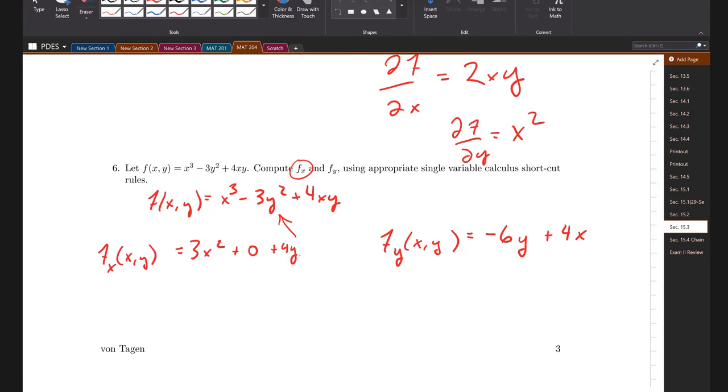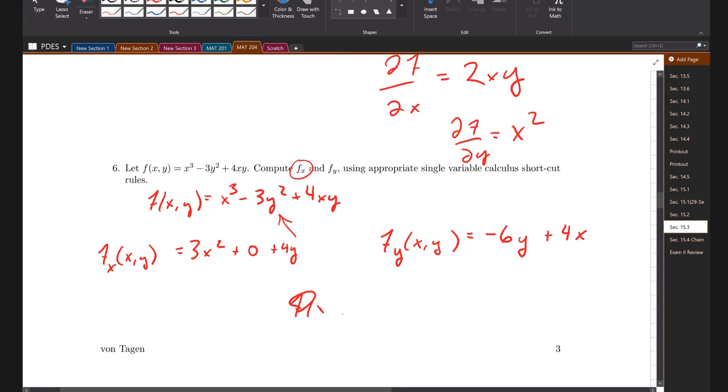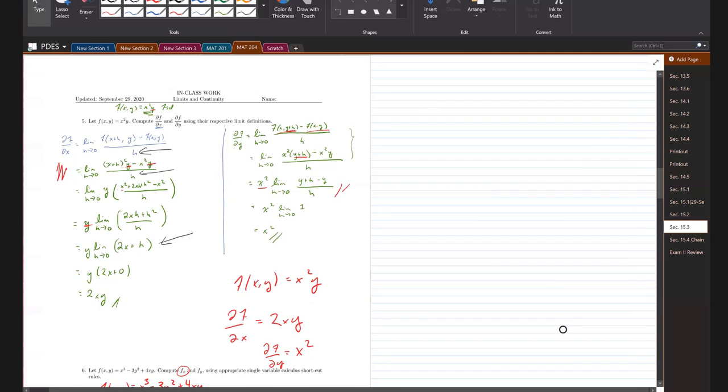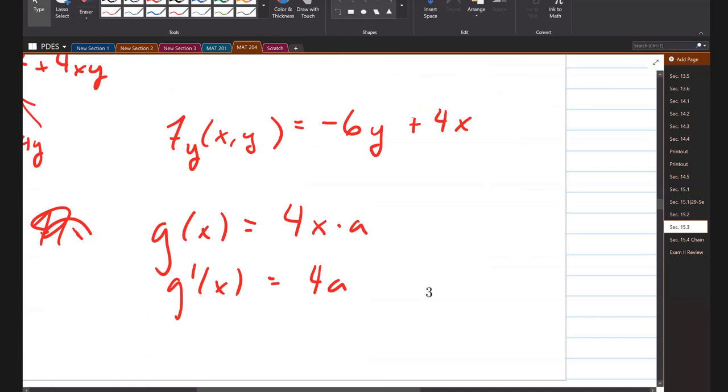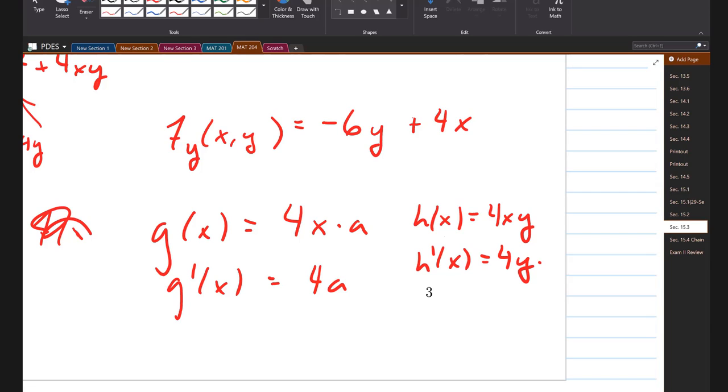Okay, so Allison, let's think of it like this. If I gave you just this other function, g of x equal to 4x times a, and I asked what's the derivative, you would say the derivative is 4a. Do you agree? So in our problem here, maybe we have h of x equal to 4xy, then same thing. That derivative would be 4y.